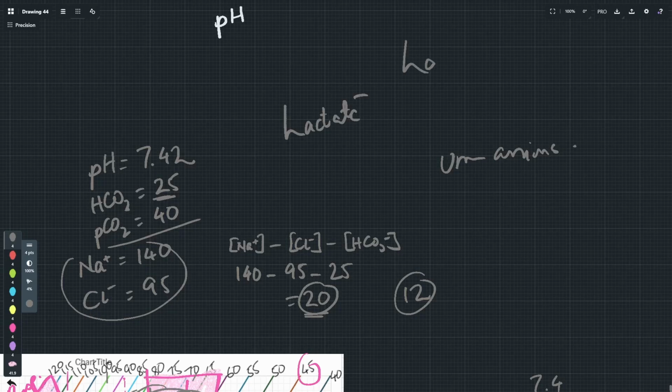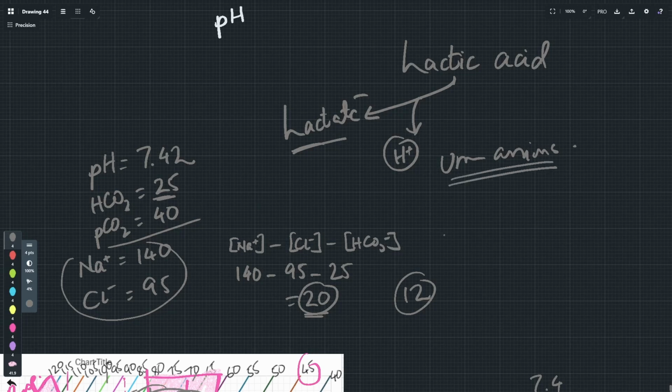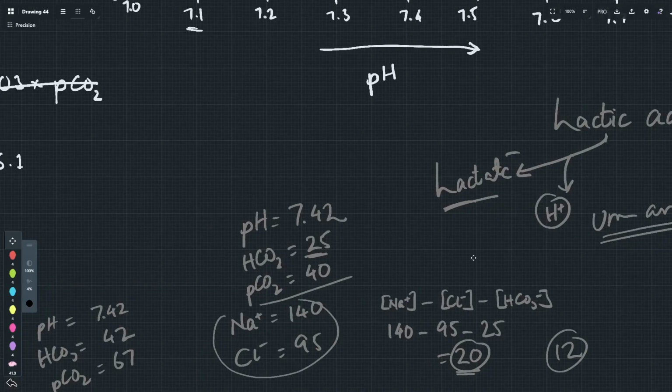If we have, let's say, lactic acid and lactic acidosis, lactic acid would release H positive, which would be buffered by our buffer, bicarbonate buffer for example, and it itself would be converted to lactate, which would increase the levels of unmeasured anion in our plasma, which would lead to increased anion gap. So increased anion gap almost always indicates an underlying metabolic acidosis. So it means there would be metabolic acidosis.